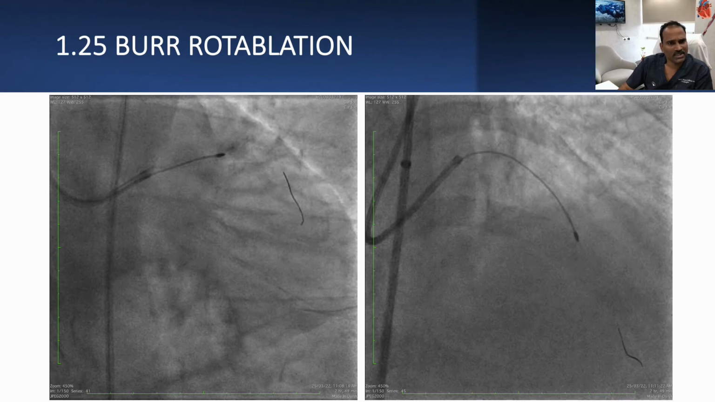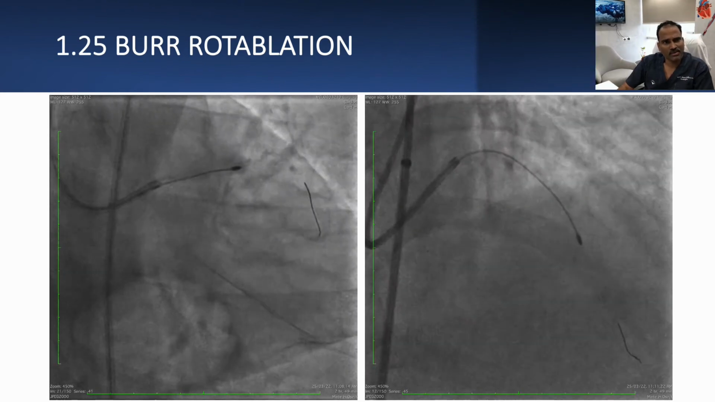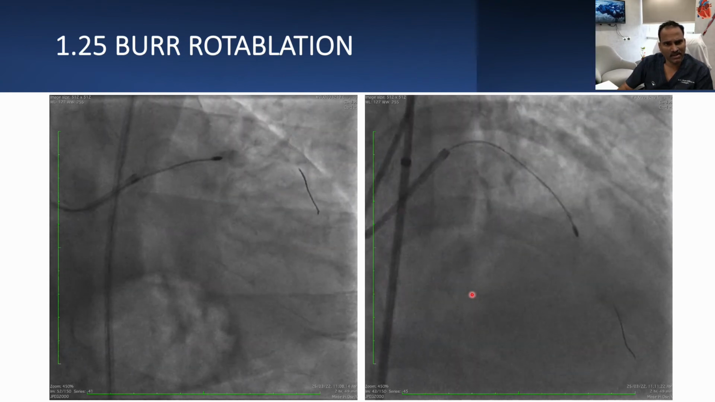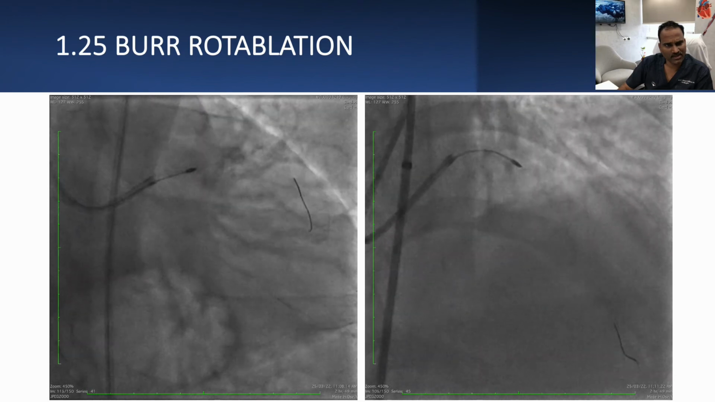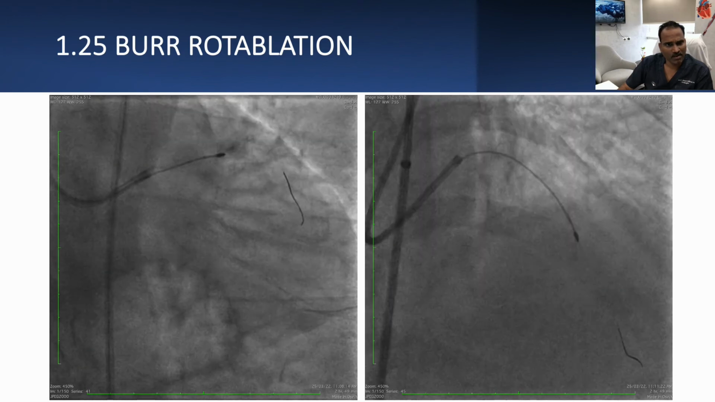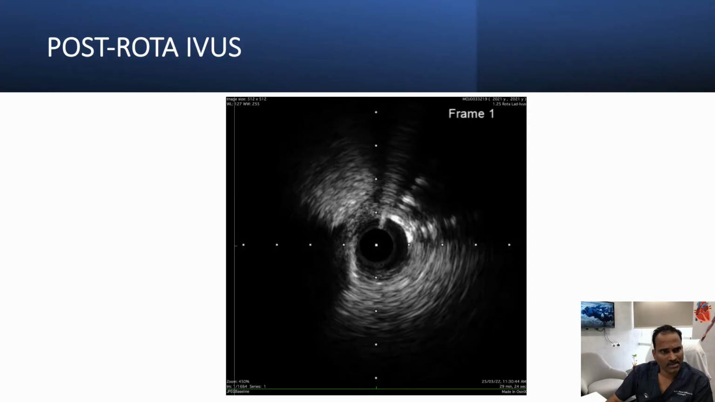So, and that's what we did. And later, this is at 1.25 bar. So you can see we are doing ablation with 1.25 bar, the entire length of the CTO. And after that we did an IVUS.